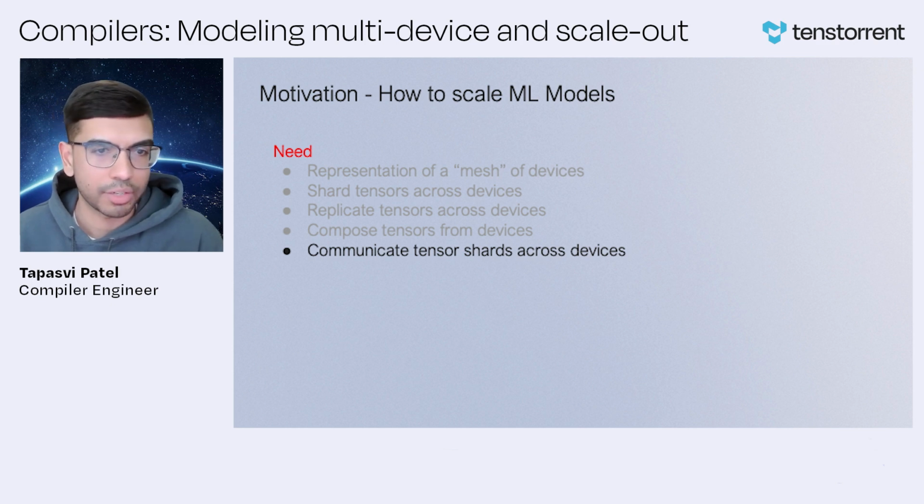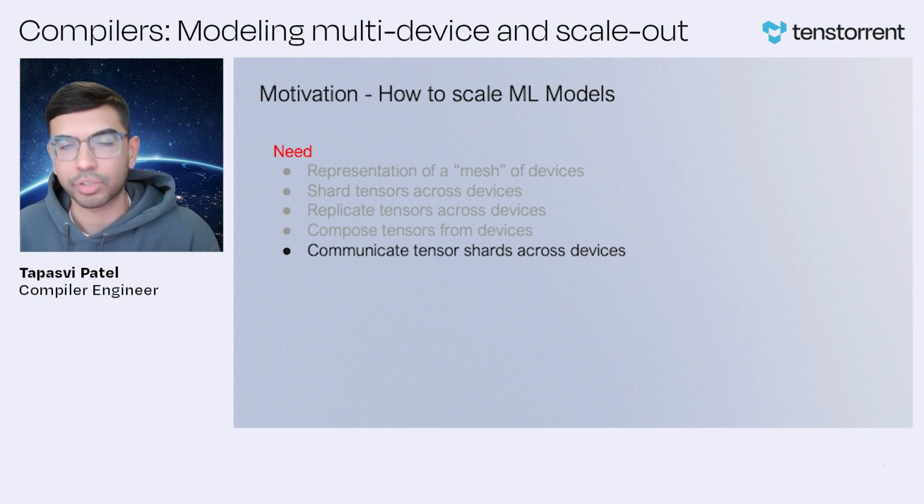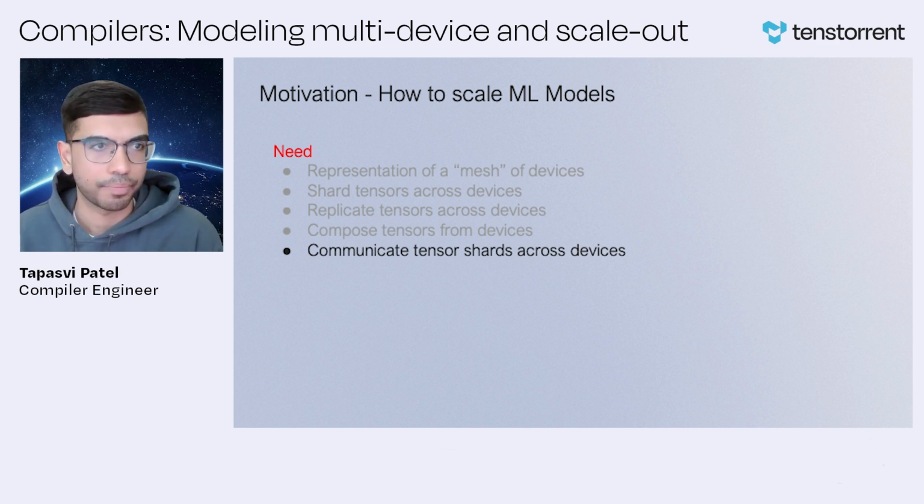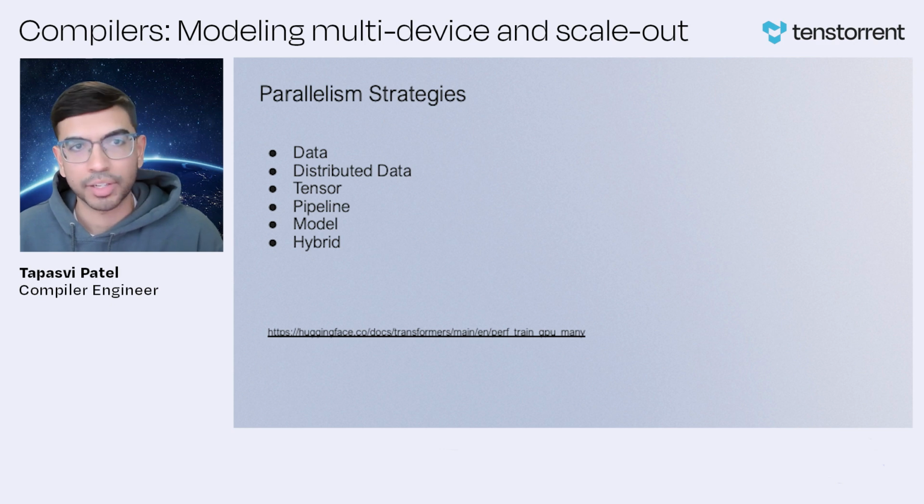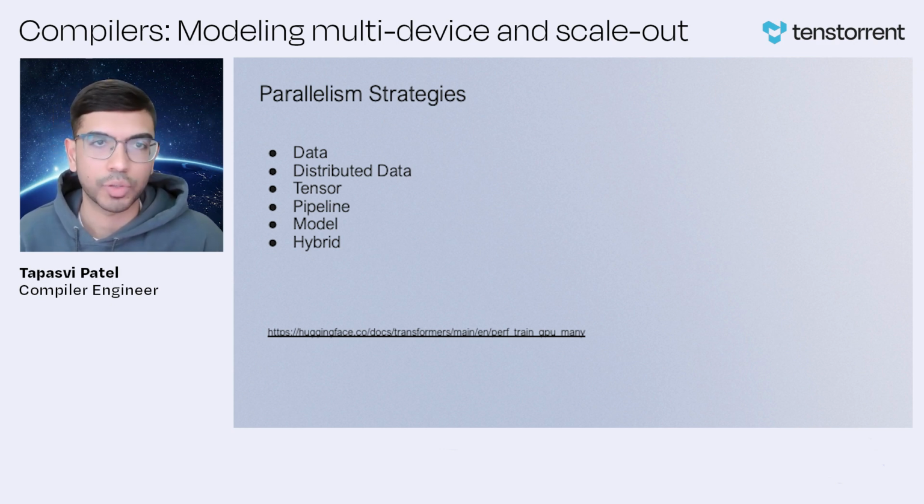So we learned from that last motivation that we need some way to communicate tensor shards across devices, as well as there's various different communication patterns that can be done, and we'll go over some of the most common ones that we use in the compiler stack. There's also various different types of parallelism strategies that the industry employs when it comes to ML models. So here's just a kind of dump of various different ones I was able to find online.